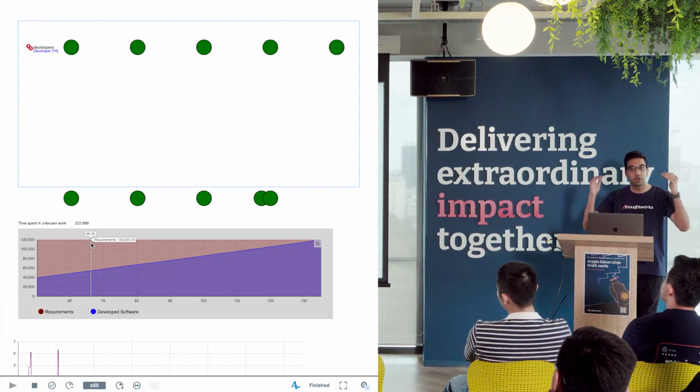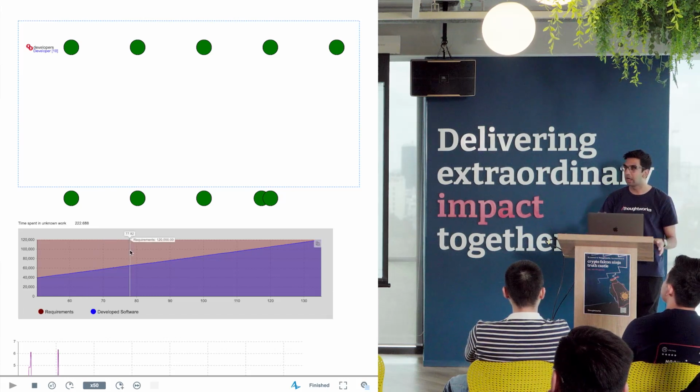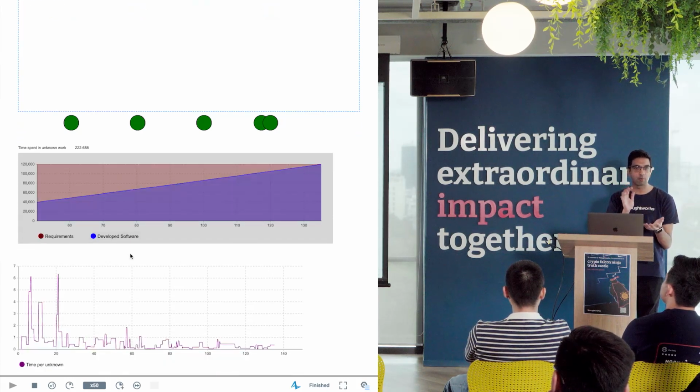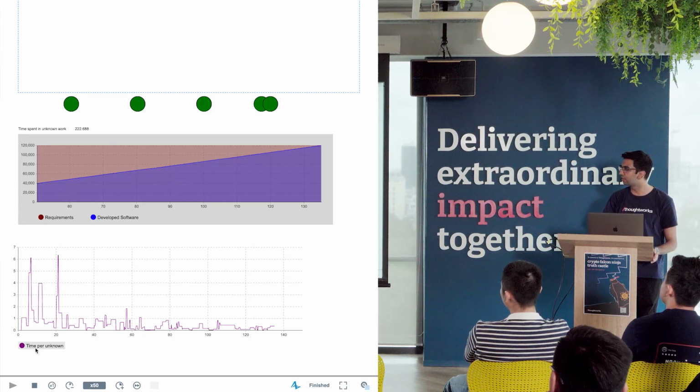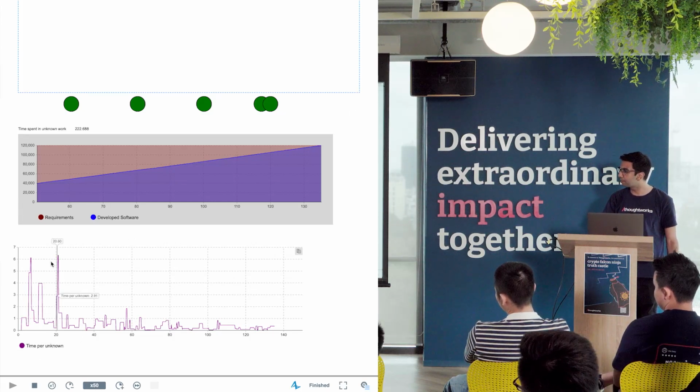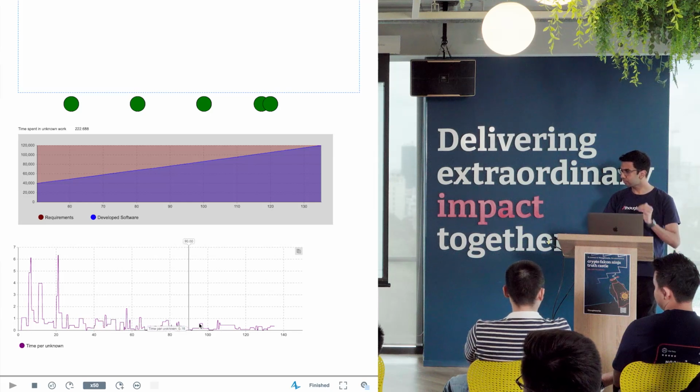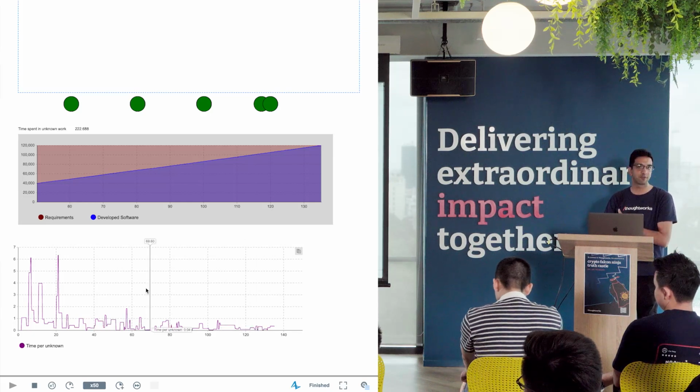So we reduced the impact of these unknowns, unplanned work, and problems by the team pairing on problems and asking for help. So what you'll see in this graph is the amount of time spent on these problems was high early on, but dropped off much faster.